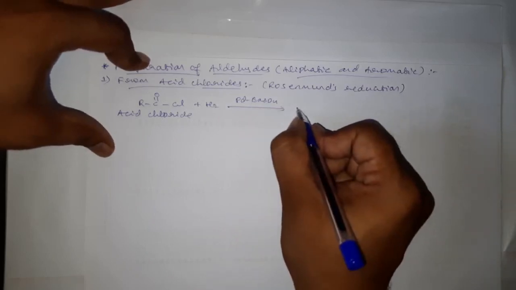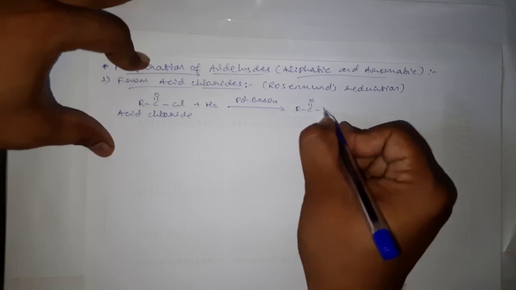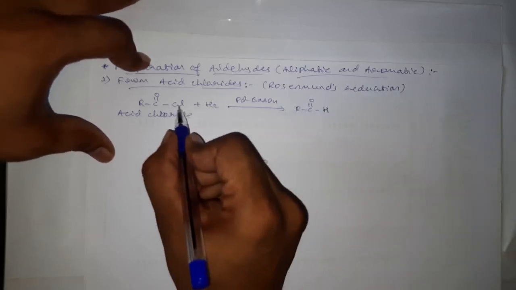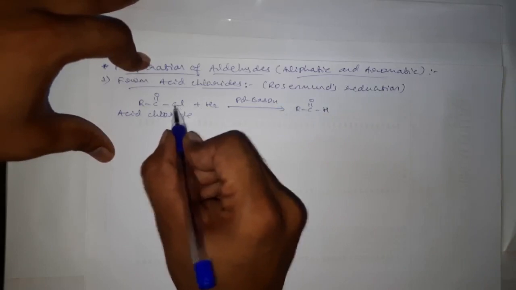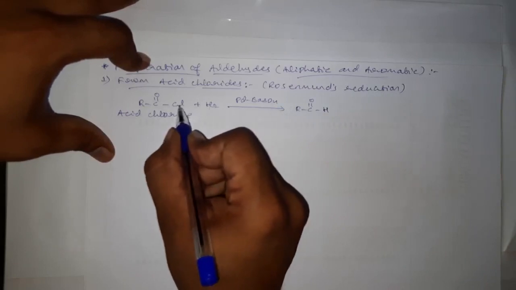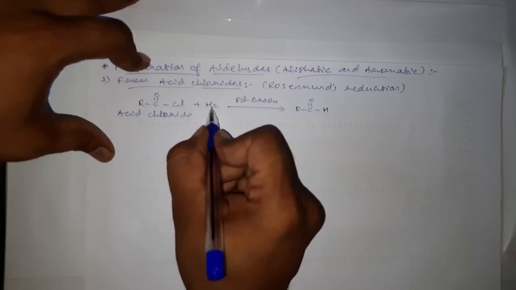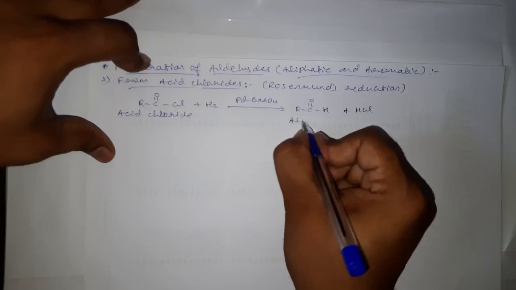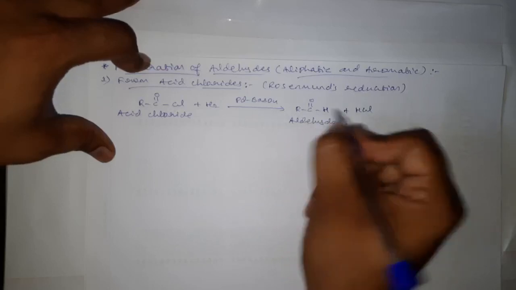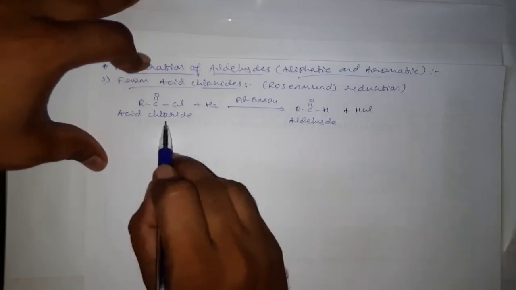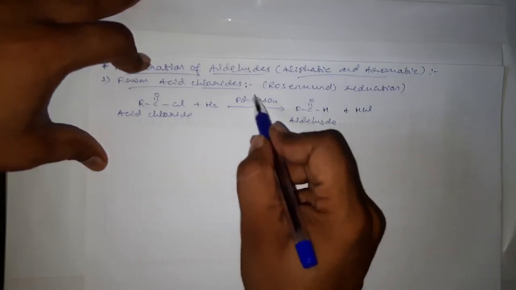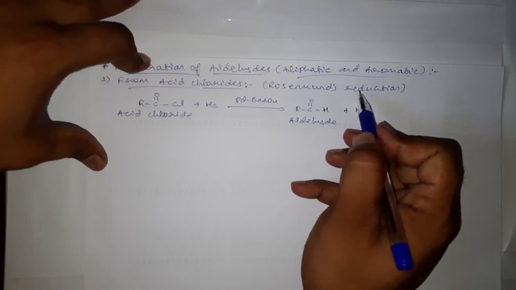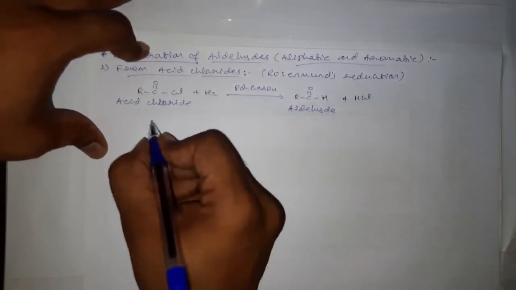we will get RC double bond O H. It is a substitution reaction, and here this chlorine will be replaced by hydrogen, that is, it is substituted with hydrogen, and here we will get HCl. And this conversion of acid chloride into the aldehyde by using this catalyst is called Rosenmund reduction. We can write this.